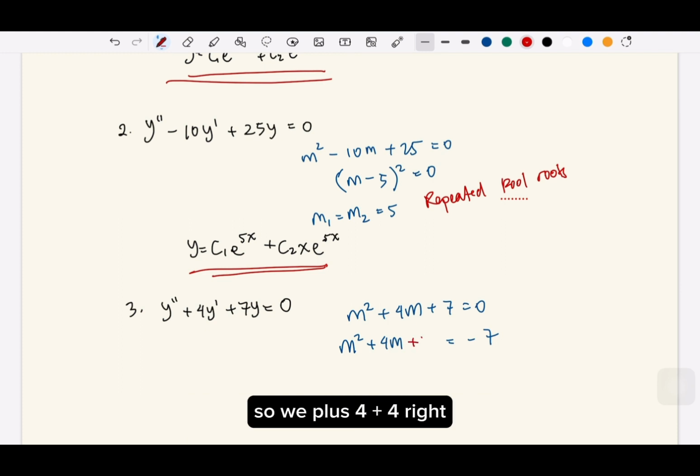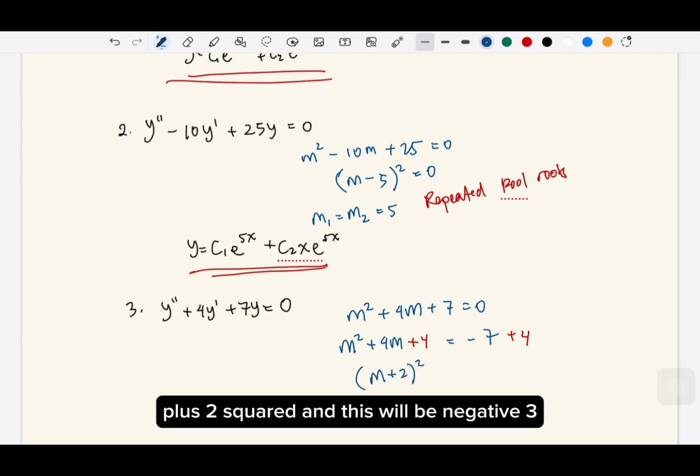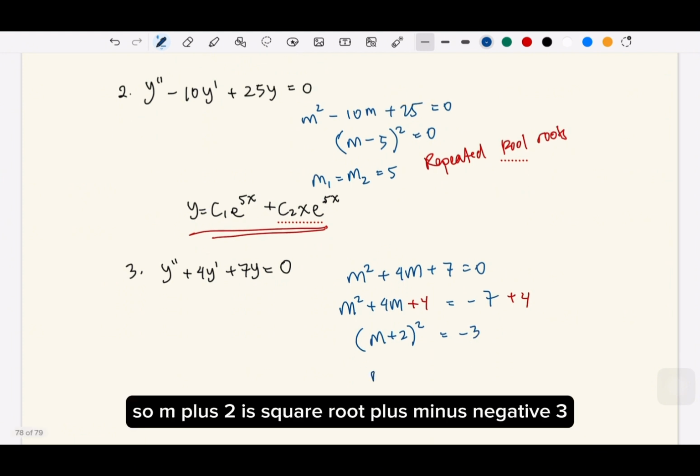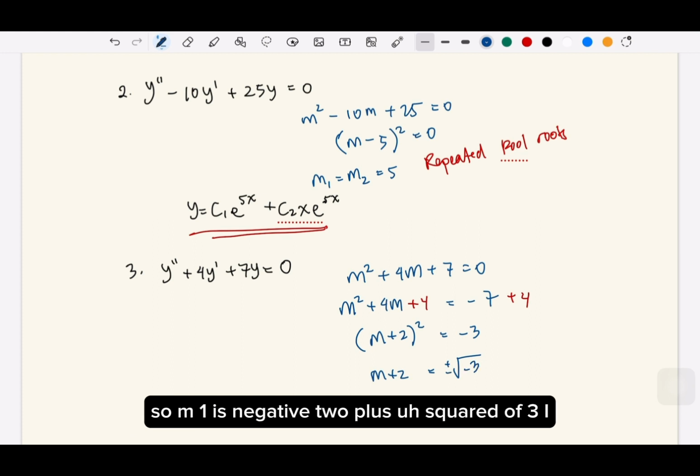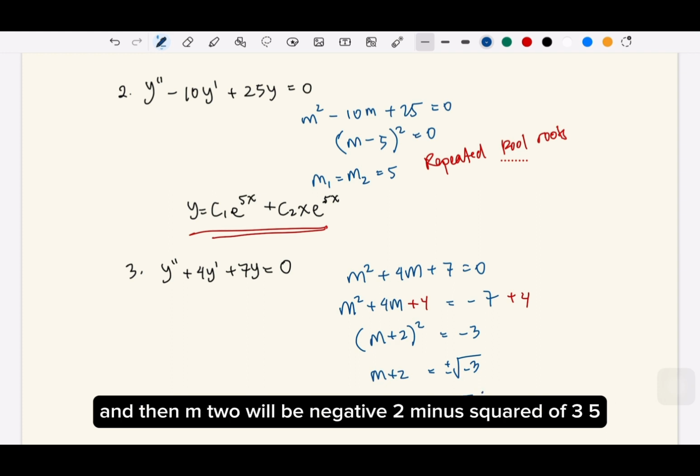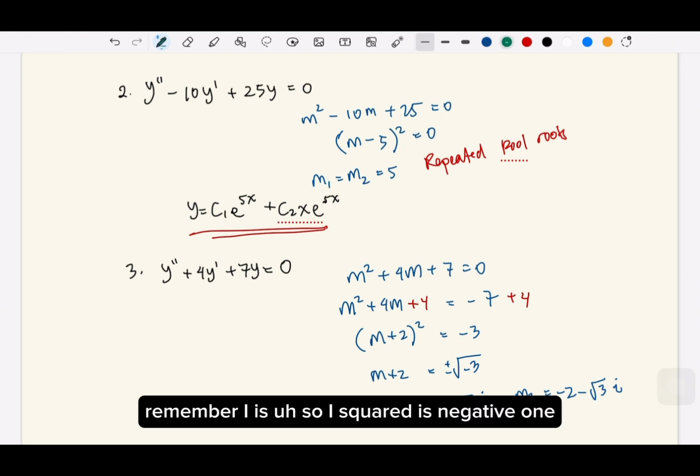So we add 4, right? And this one becomes m plus 2 squared, and this will be negative 3. So m plus 2 is plus or minus the square root of negative 3. So m1 is negative 2 plus square root of 3 i, and then m2 will be negative 2 minus square root of 3 i. Remember, i squared is negative 1.